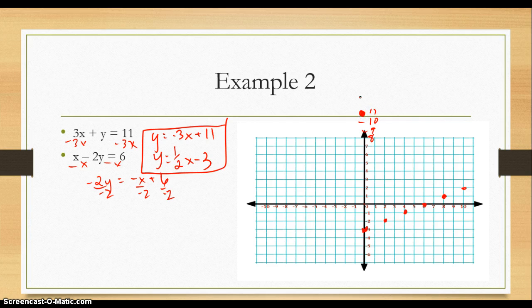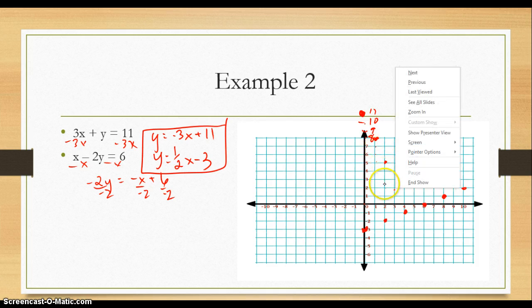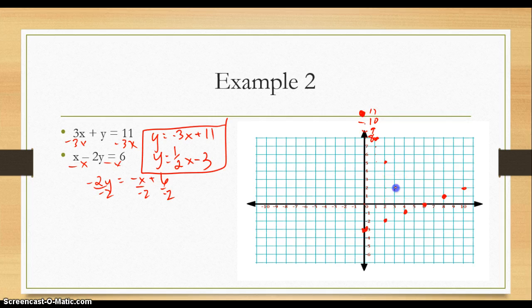So I start at positive 11. I go down 3. So 1, 2, and 3 over 1. Down 3, 1, 2, 3 over 1.